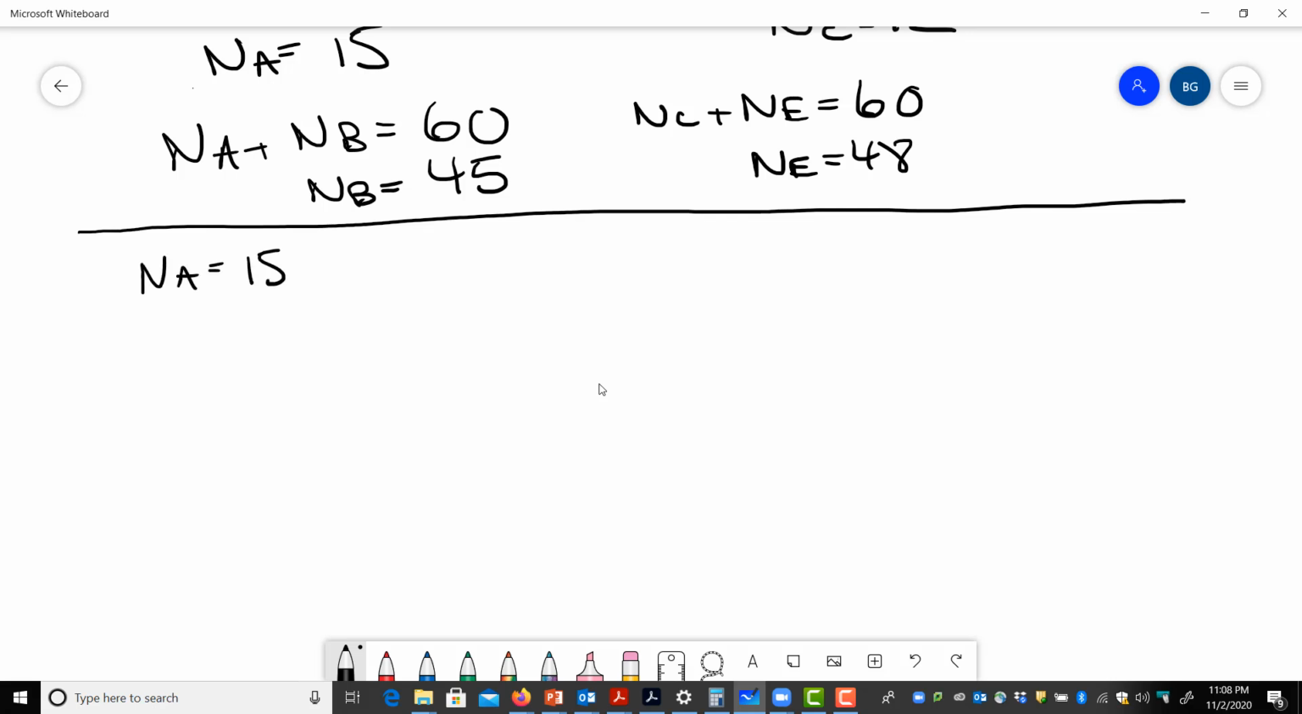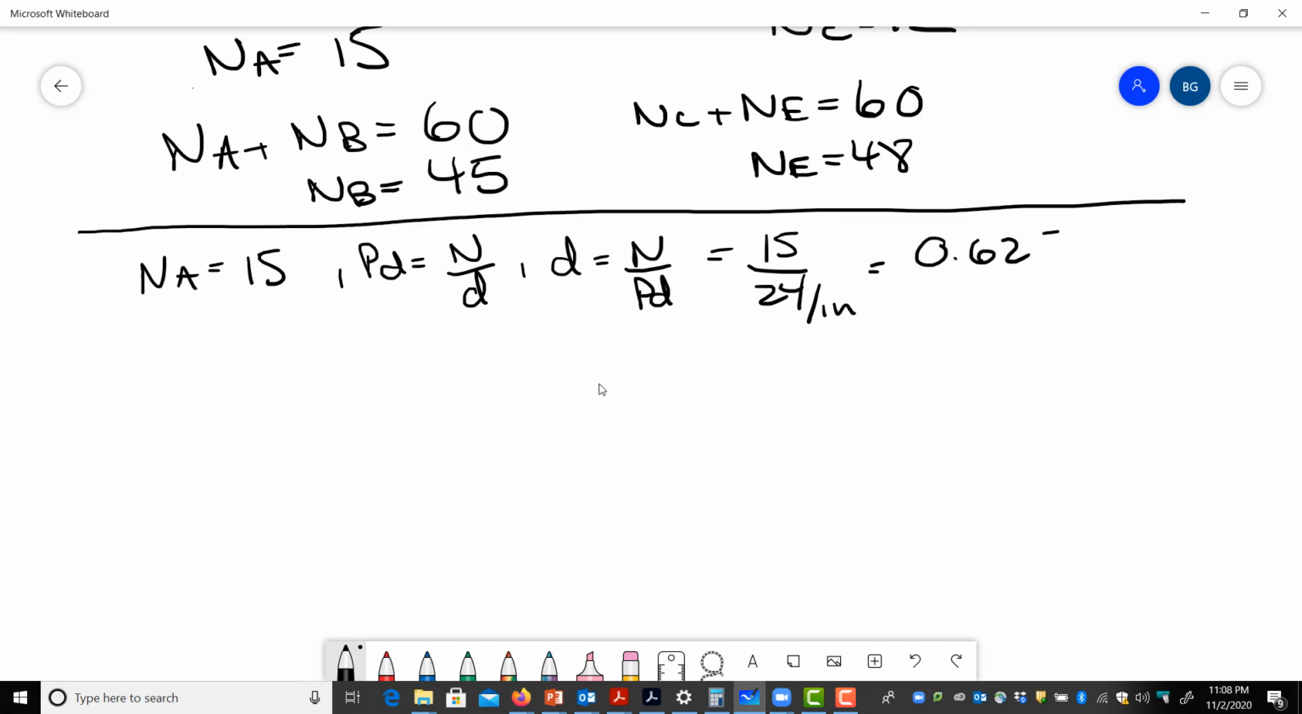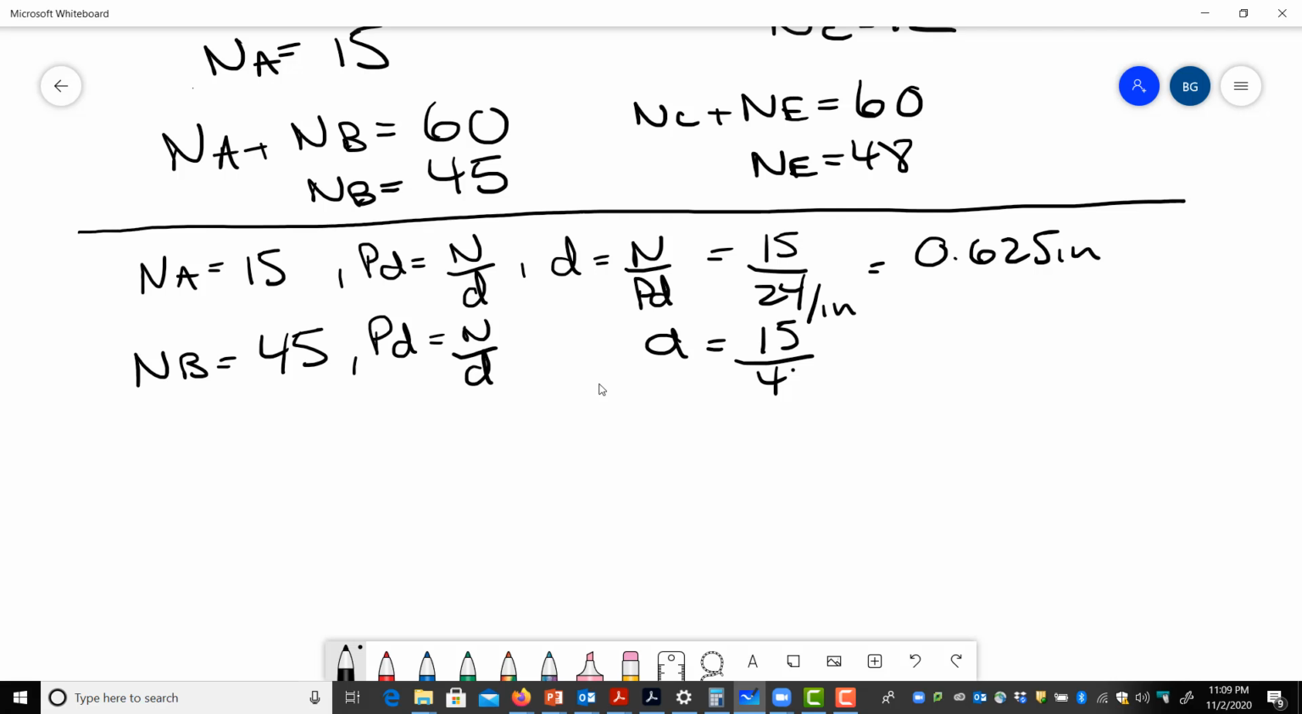NA equals 15. We know that PD equals N over D, or D equals N over PD, which equals 15 over 24 per inch. So this equals 0.625 inch. And we just continue on. NB equals 45. We know that PD equals N over D. We can skip to here. D equals 45 over 24, and that equals 1.875 inches.